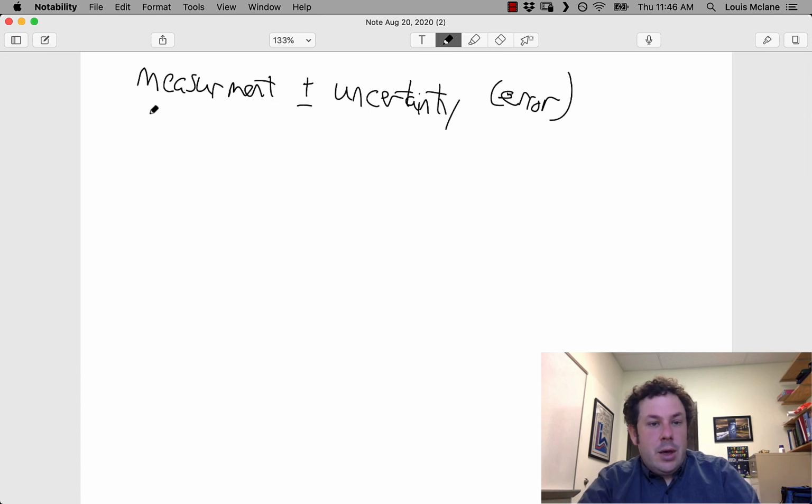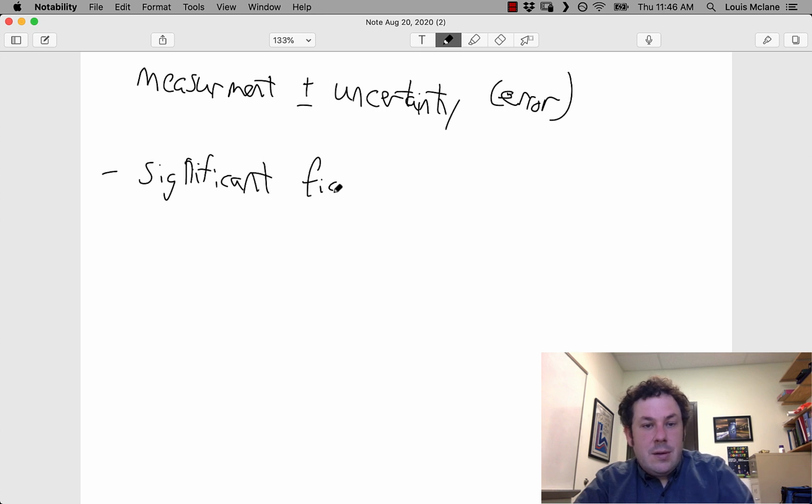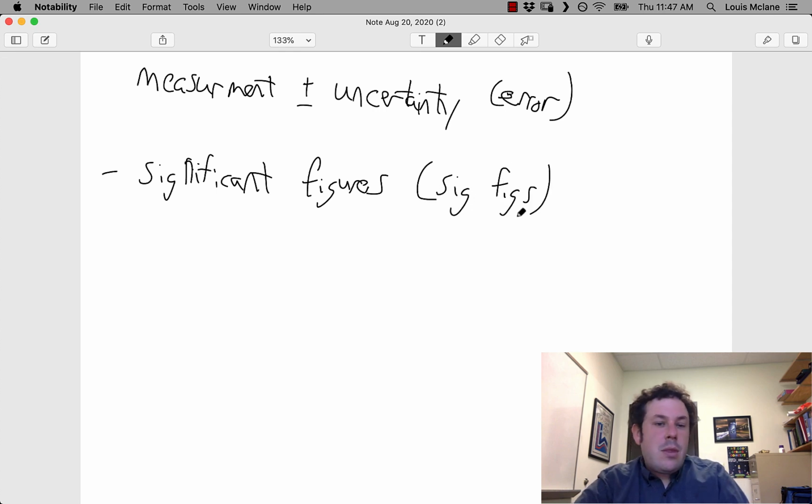So first thing we've got to talk about is significant figures. So please bear with me while I figure out how to use this digital pad. My handwriting is poor, as you can already tell. So the first thing, we'll talk about significant figures. In the future, I'll call those sig figs. And so the question becomes, what are significant figures?